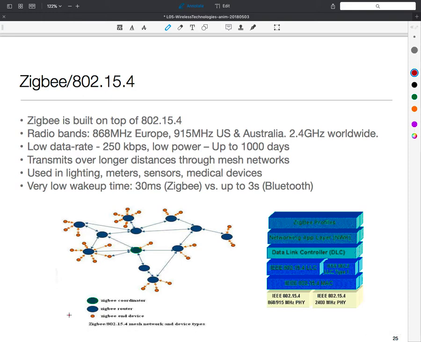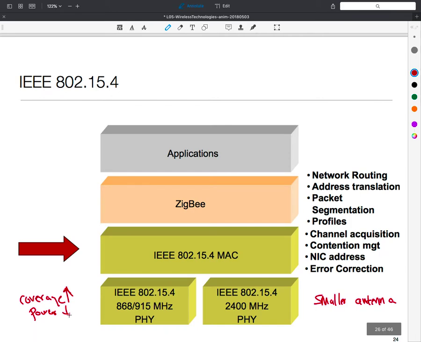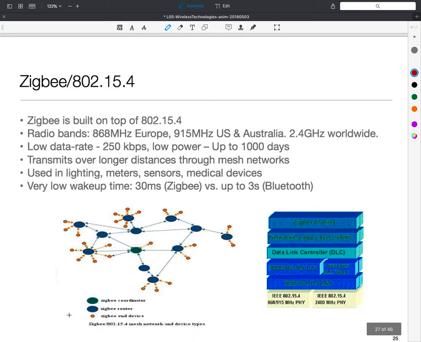So 15.4 has defined a set of standards around these frequencies, and then Zigbee is an industrial consortium which is built on top of this. You see slight differences in the frequency, 2.4 gigahertz worldwide, and what Zigbee and 15.4 under the hood provide is 250 kilobit per second, and the target is things which operate for months or a small number of years.